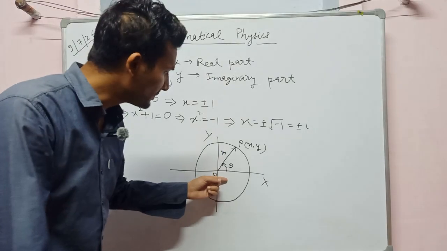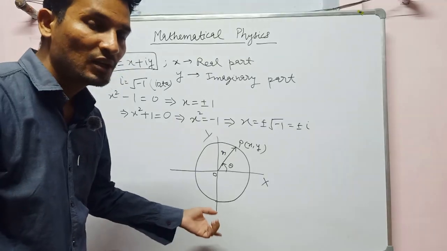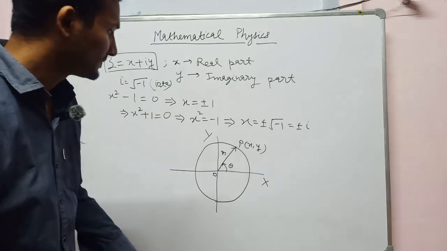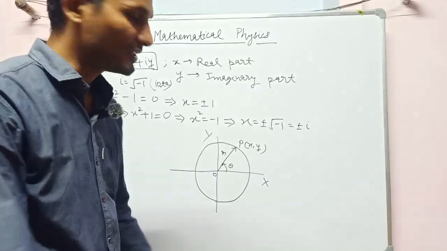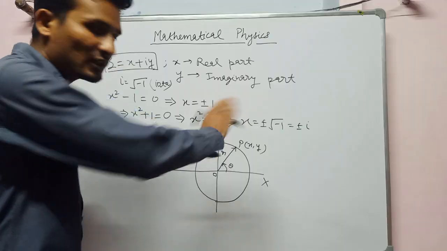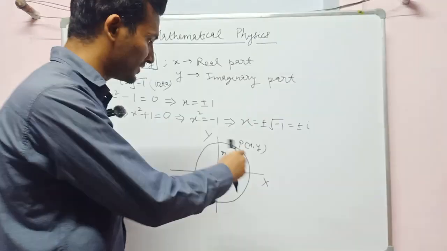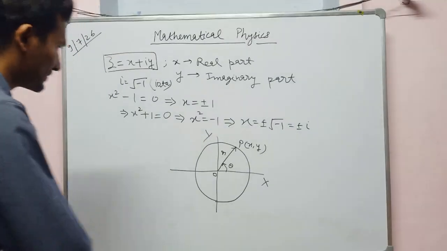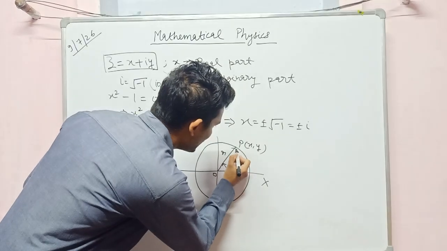The direction will matter here because theta will be considered positive or negative depending on the traversal of this angle. The theta we take should be taken in the anticlockwise sense. Only if you take it anticlockwise will it be considered positive. If you take it clockwise, then theta becomes negative. So you have to remember that theta should always be taken in the anticlockwise direction.